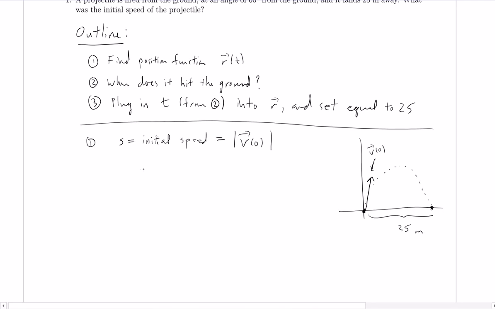Alright, using basic trigonometry, since we are told that this angle right here is 60 degrees, which is pi over 3, v of 0 is s times the cosine of pi over 3, and s times the sine of pi over 3. So we can factor the s out. This is 1/2, square root of 3 over 2. We can even factor out 1/2. This is s over 2 times the vector (1, root 3).